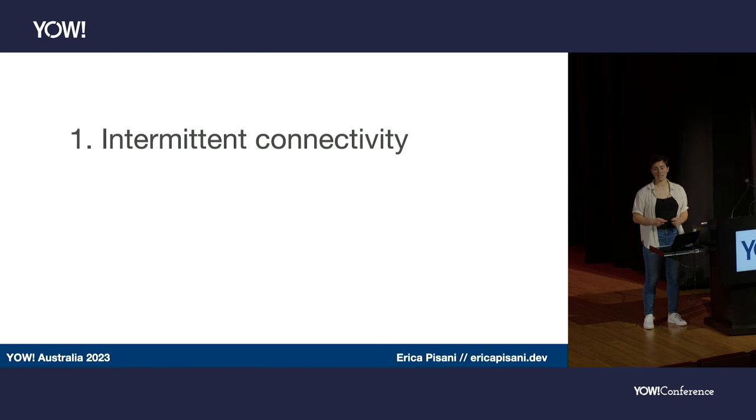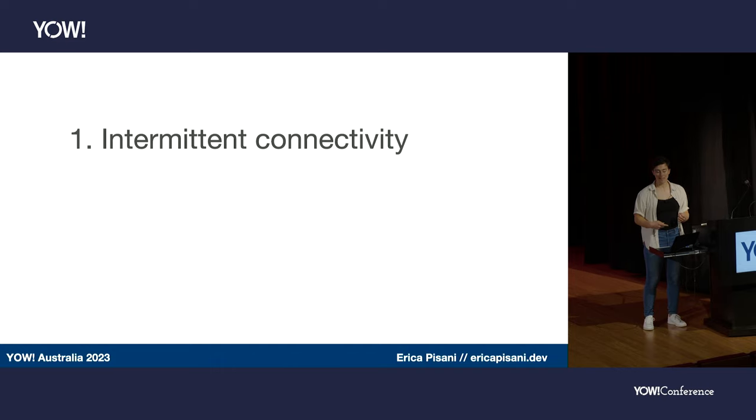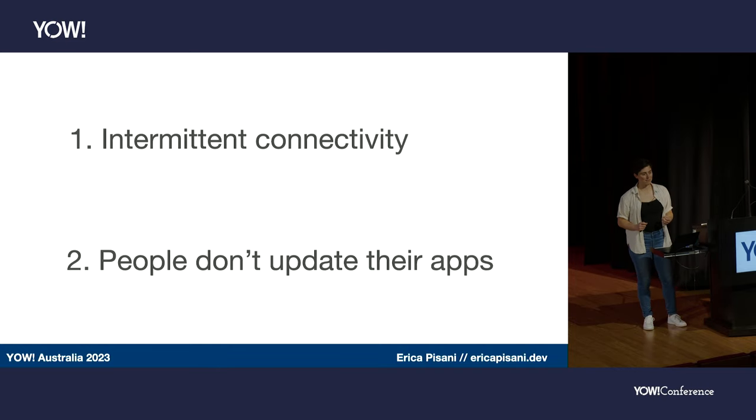The first is intermittent connectivity. We've likely all experienced a dead zone at some point in our lives. And with that in mind, the speed at which requests are fulfilled is crucial to ensuring with a higher degree of certainty that when a user takes an action, they get a response back. The other bit to this is people don't update their apps.